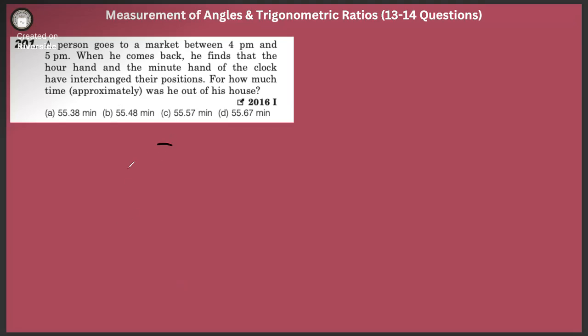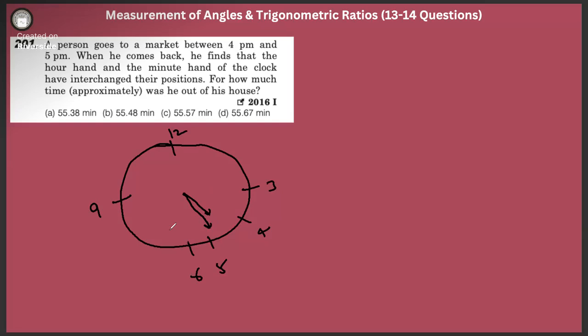Let us say this is the clock, right? This is 4, this is 5. Something like this. The time is between 4 and 5. How do you think we should proceed, guys? So we can just find the time when it was interchanged and then calculate. We can find time, right? Yes, sir. How will you find time?